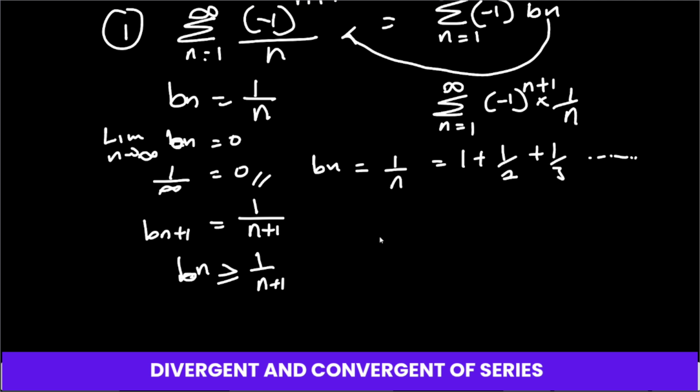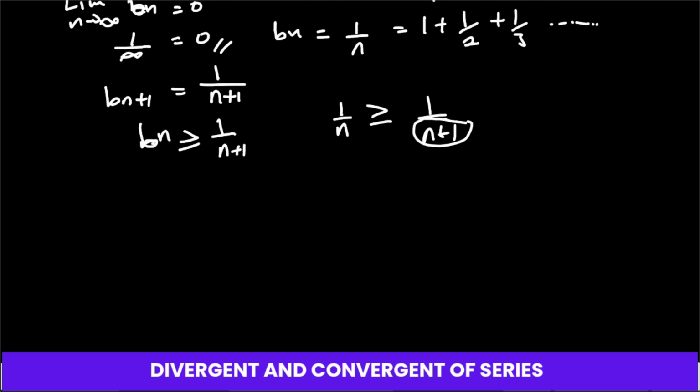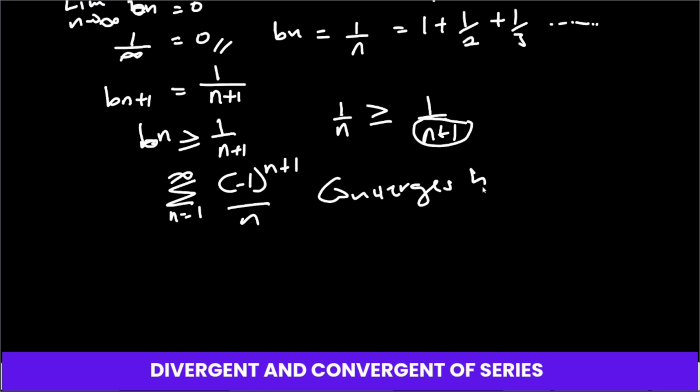You can see clearly that 1 over n is greater than 1 over n plus 1. The reason is that with n plus 1 you've added 1 to it, so it will keep on increasing, and if it increases, it will make the fraction smaller because it's in the denominator. So with all these conditions met, we can see that the series from n equals 1 to infinity of minus 1 exponent n plus 1 over n converges by the alternating test.